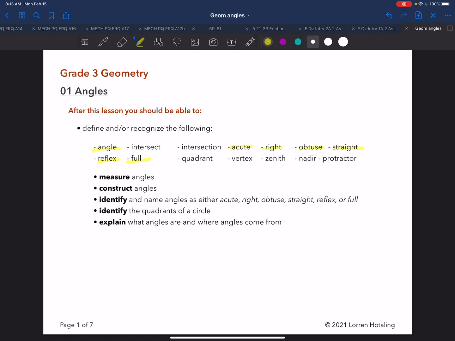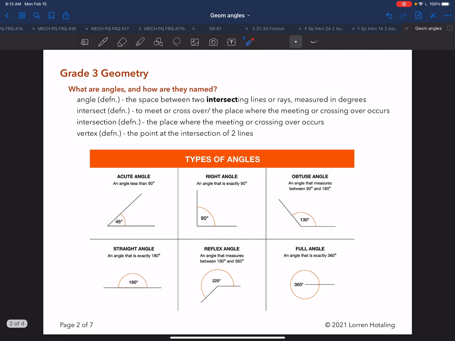We will also be able to identify the quadrants of a circle and explain what angles are and where angles come from. So what are angles and how are they named? Well, let's first define what an angle is. An angle is the space between two intersecting lines or rays measured in degrees. Well, what does that mean?